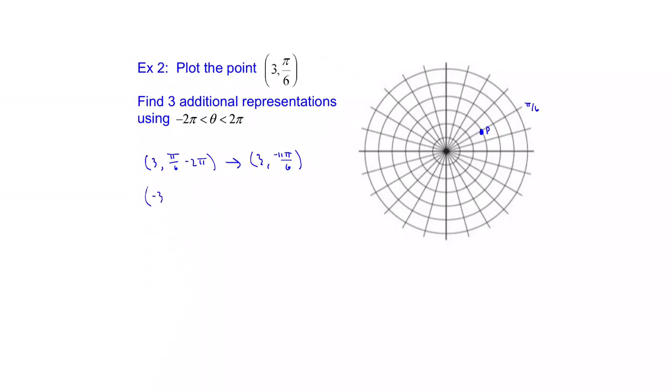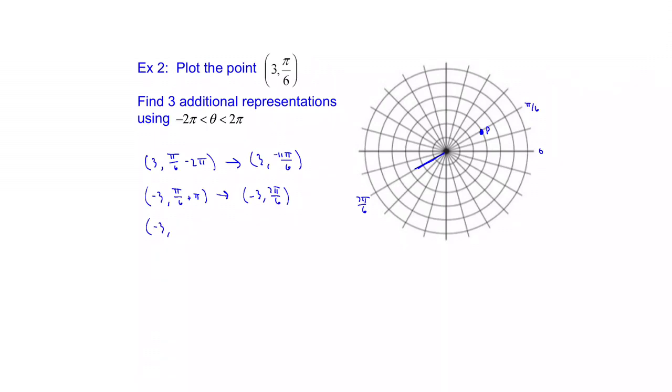How can we do another point? Well, we could do the opposite of r, which would be negative 3. So we would want this one to fall in the opposite direction, which would be this angle right here. If we start at 0 and go all the way around, that would be your 7 pi over 6. So we could say negative 3 comma pi over 6 plus pi, which would be 7 pi over 6. And that's still within the negative 2 pi to 2 pi.